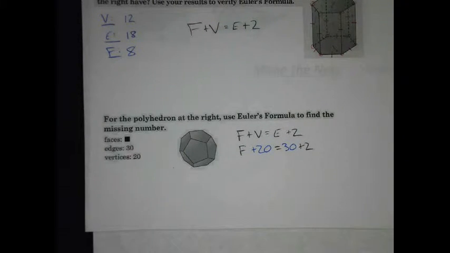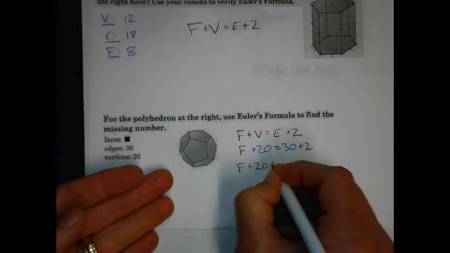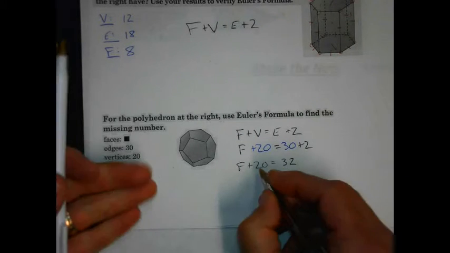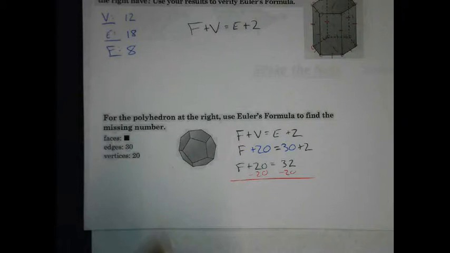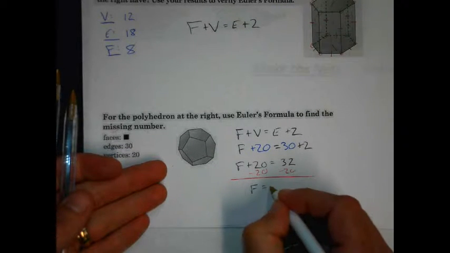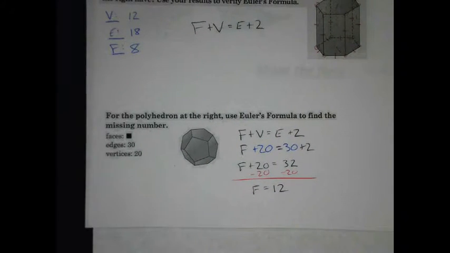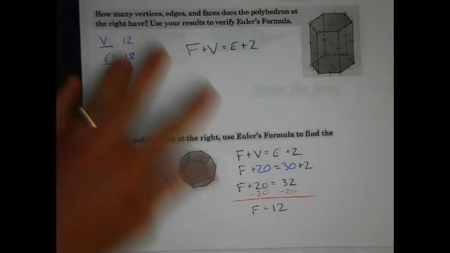So the rest is algebra, right? Good old algebra. Well, F plus 20 is F plus 20. 30 plus 2 is 32. All we have to do now is subtract 20 from both sides. So we subtract 20, and then we have good old, the number of faces is equal to 12. So this is a 12-faced polyhedron. Okay, so the number of faces is actually 12. And that's Euler's formula at work.